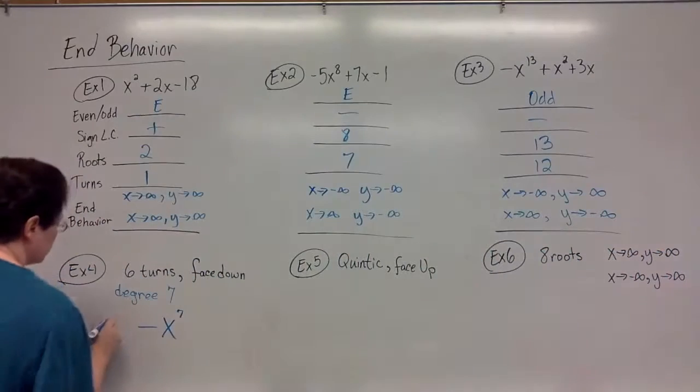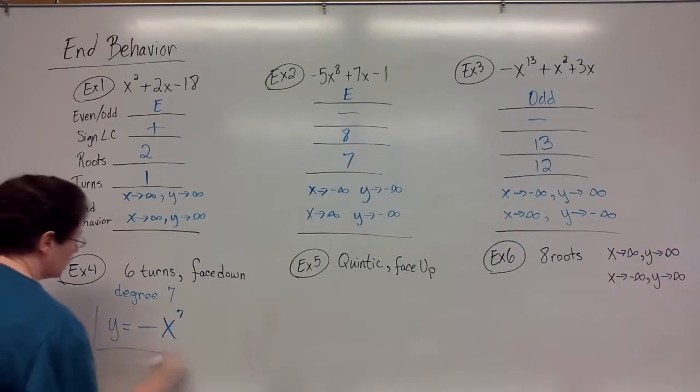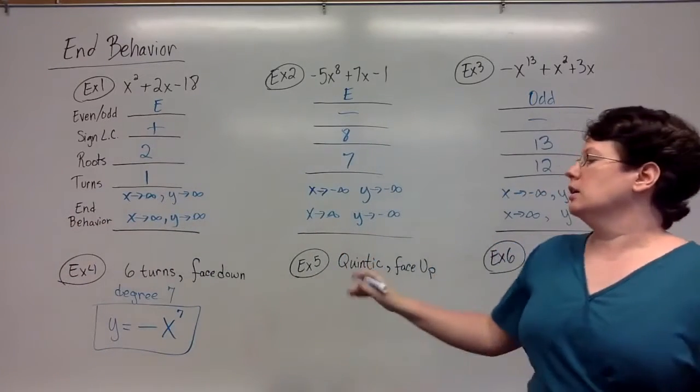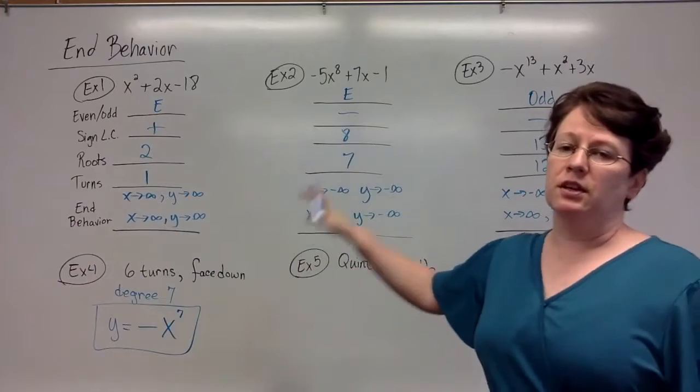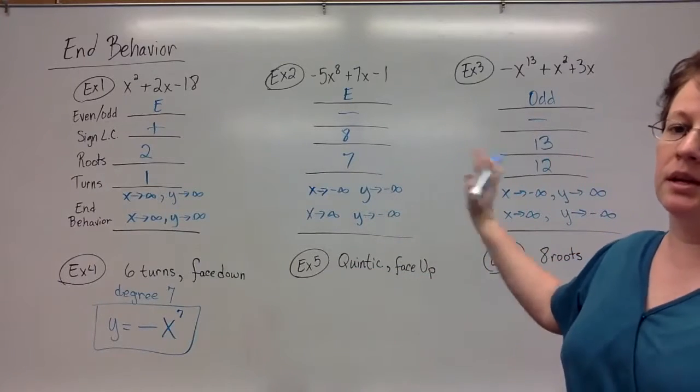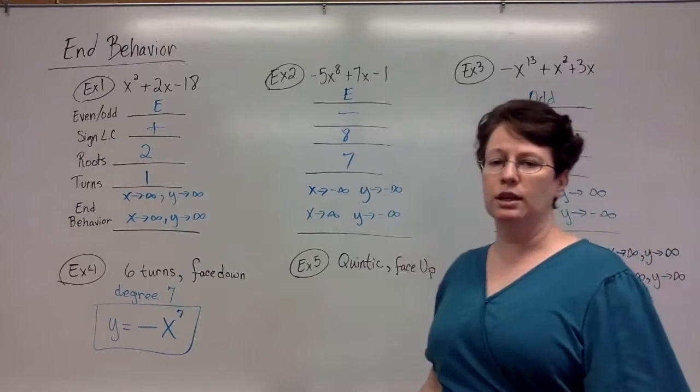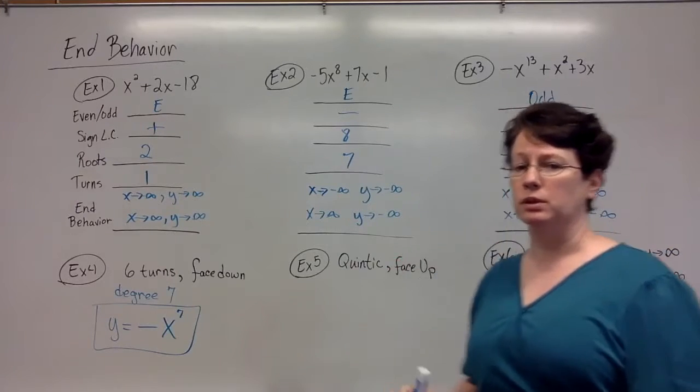In order for the positive side to go down, I have to put a negative in front. This is the simplest possible answer. Now, yes, I could have written x to the 6th plus x to the 5th plus x to the 4th plus x cubed, x squared, x, and so on. You don't need any of that. We just want the very simplest one.